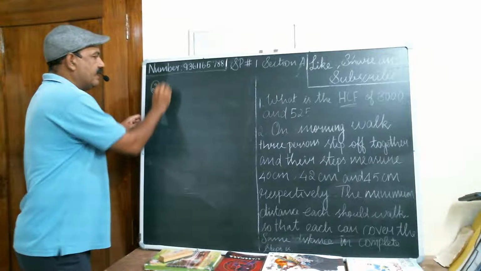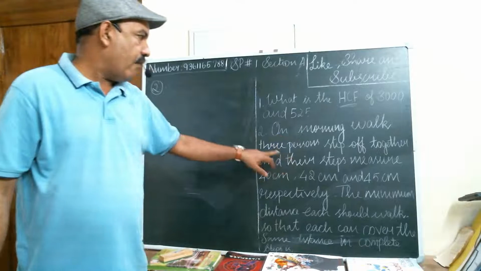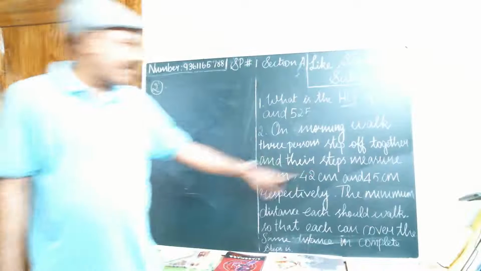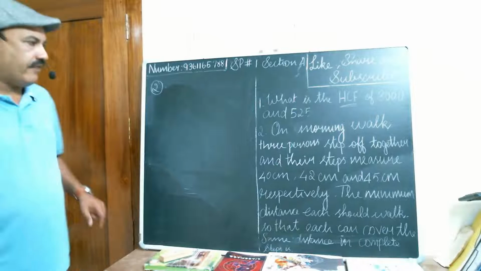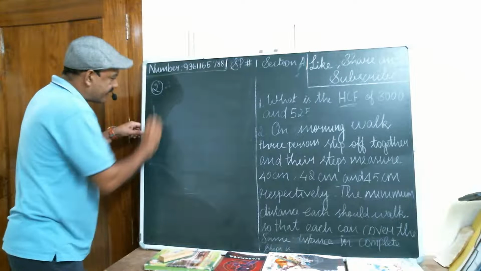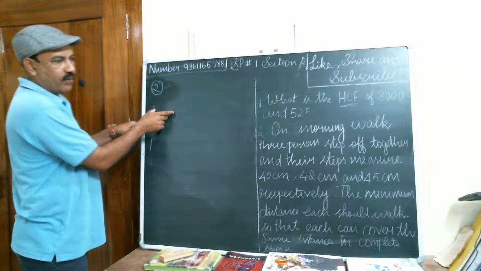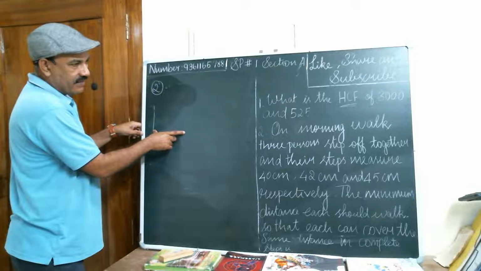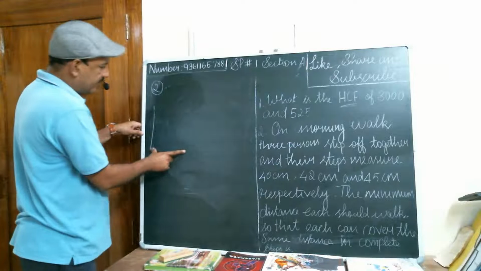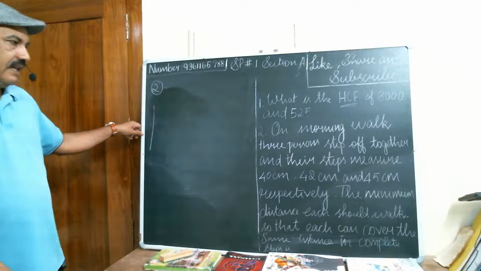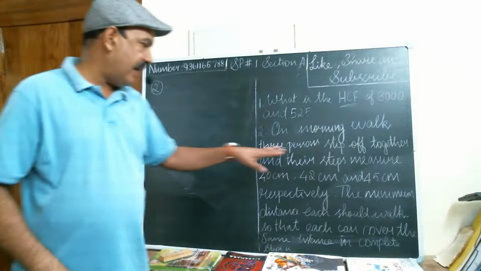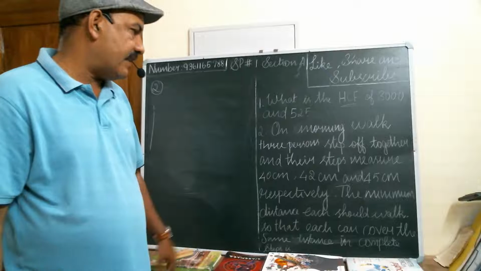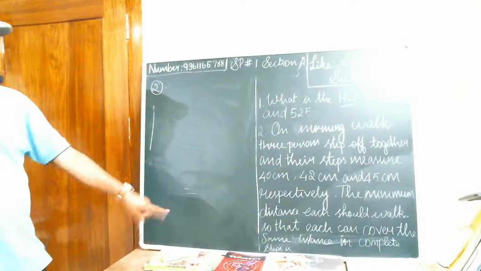Moving on to the second question. It is given that on a morning walk, 3 persons step off together and their steps measure 40 centimeters, 42 centimeters and 45 centimeters. So they imagine they are starting from the same point. The first person is keeping a step of 40 centimeters. The second person is a little longer, he is keeping his leg 42. And the third person is a little further, 45 centimeters. So every step is different. They are asking how much is the minimum distance each should walk so that each can cover the same distance in complete steps.